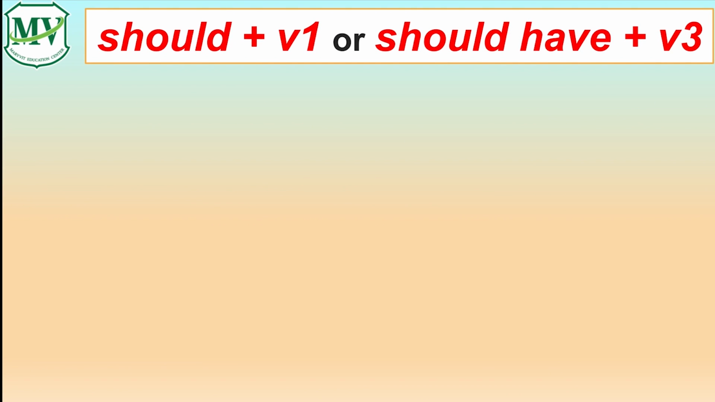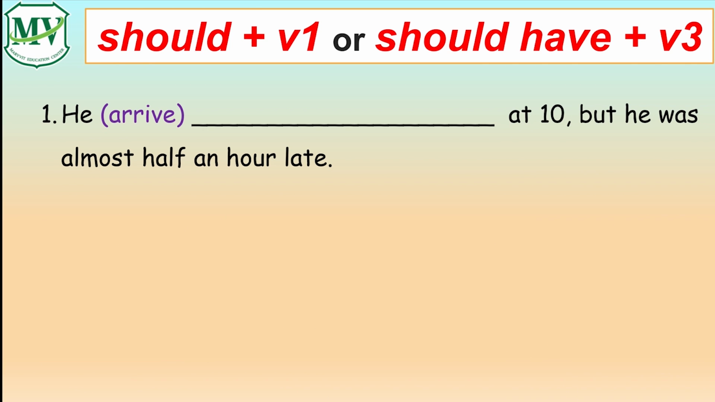Alright, before we move to another topic, complete these sentences using should or should have with verbs in the parentheses. Number 1. Is it about the present or past? Yes, it's about the past. So we must use should have plus verb 3. That's right. He should have arrived at 10, but he was almost half an hour late.